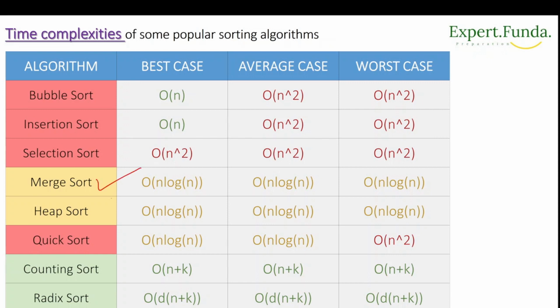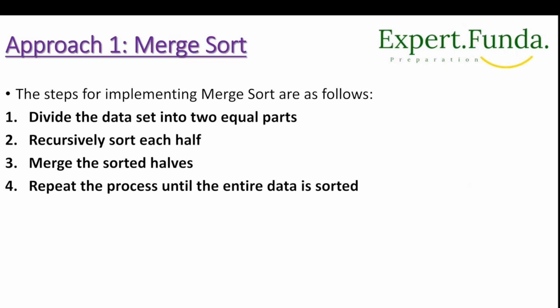that is merge sort, heap sort, and quick sort, because these sorts will take O(n log n). If we talk about the worst case, it is almost the same, n log n, and only quick sort takes O(n²). So these three, merge sort, heap sort, and quick sort, are very, very important for us, because they take n log n as time complexity even in the worst case.